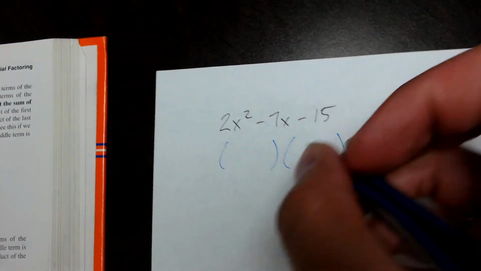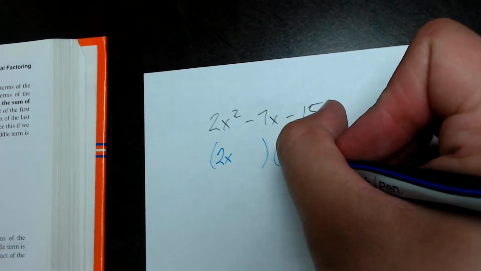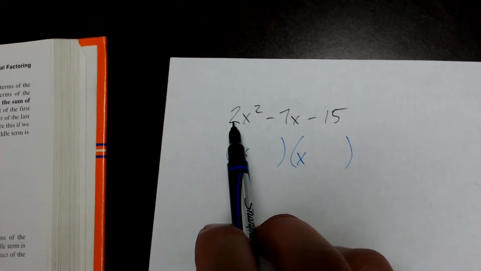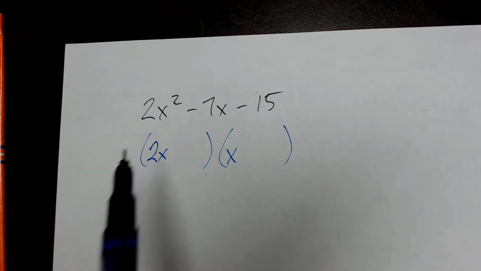What advanced factoring looks like is we draw our set of parentheses. One of them is going to have a 2x and the other one is going to have an x, right? So the first terms have to multiply to create the x squared term, right? So 2x times x gives us x squared.